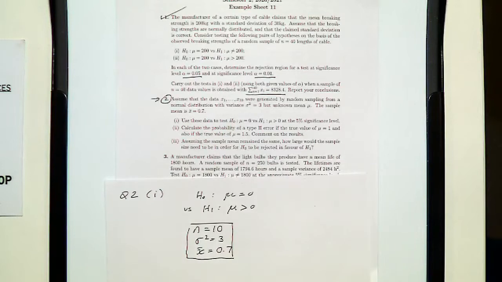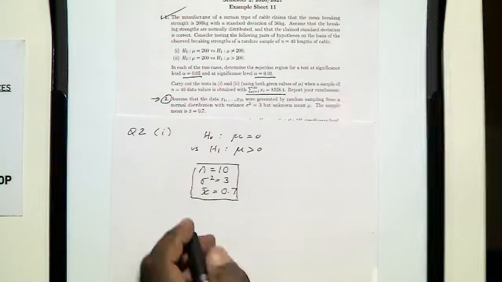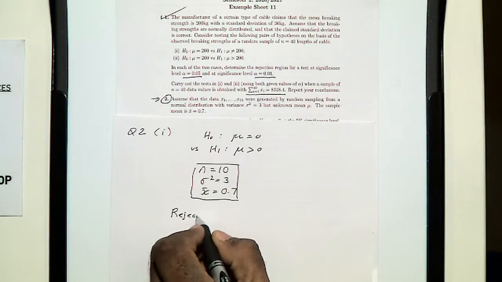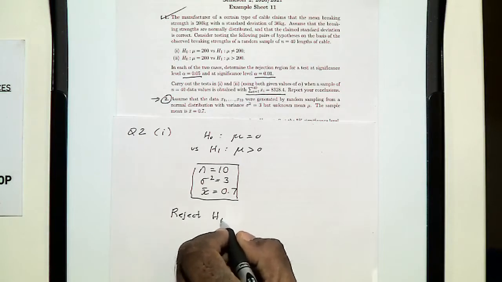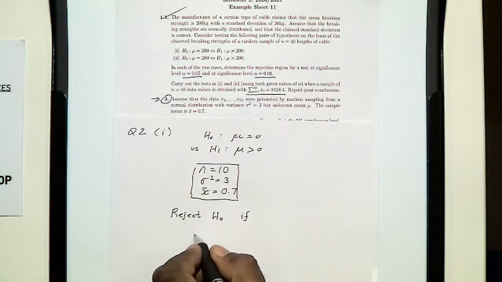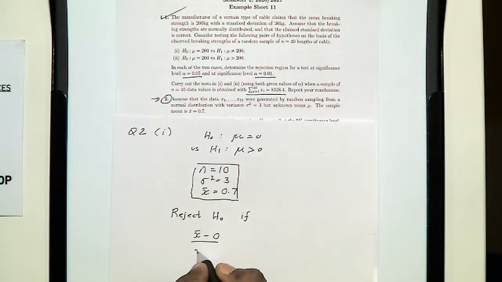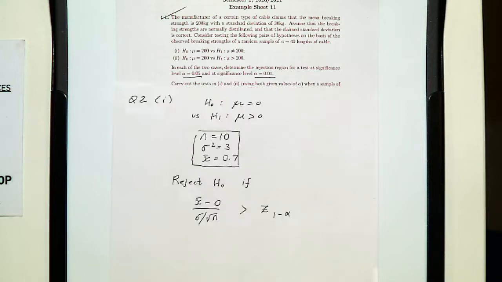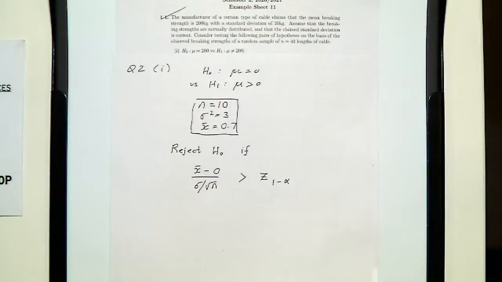This is what we are given, right? And now the rejection rule: we reject H0 if (x bar minus mu0) divided by sigma by root of n is greater than z1 minus alpha. Alright, so this is the rule, right?